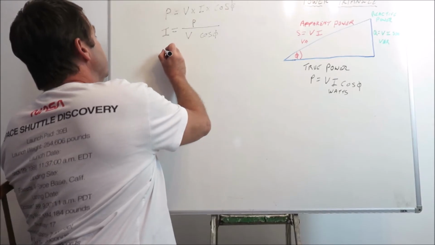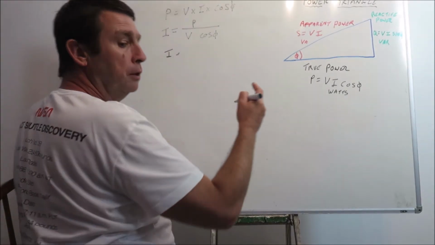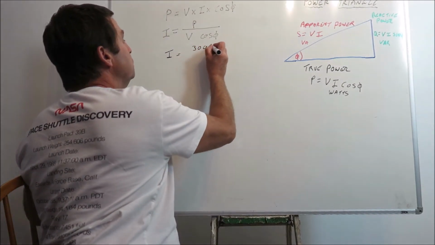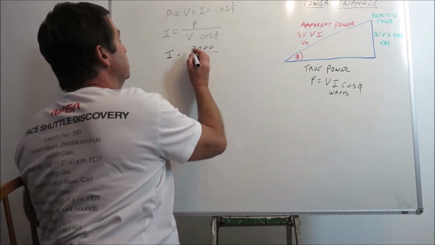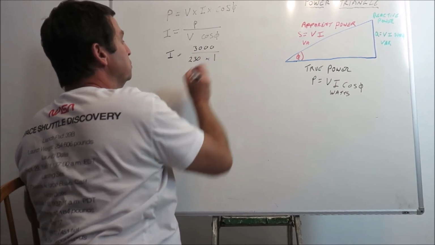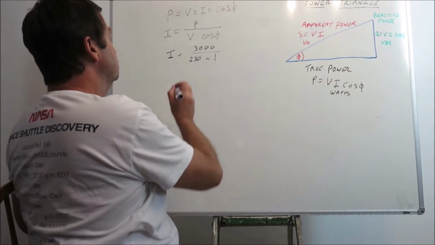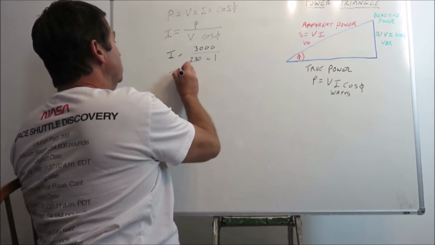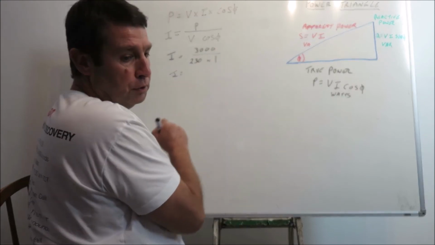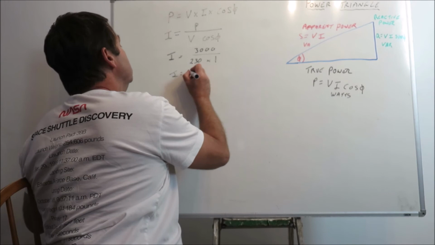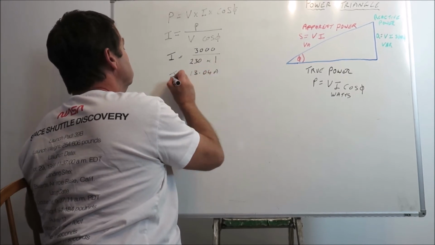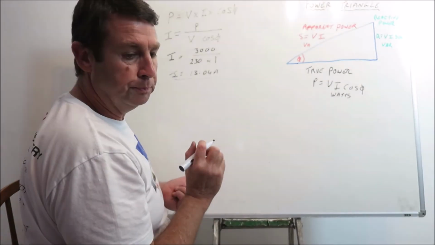So if we put some figures in, I is going to be equal, now we've said it's 3 kilowatts, so that's 3,000, divided by 230. First of all, at unity, so it's a power factor of 1, so 230 times 1. So I is going to equal 3,000 over 230, and that's going to be 13.04 amps. Okay, all well and good.